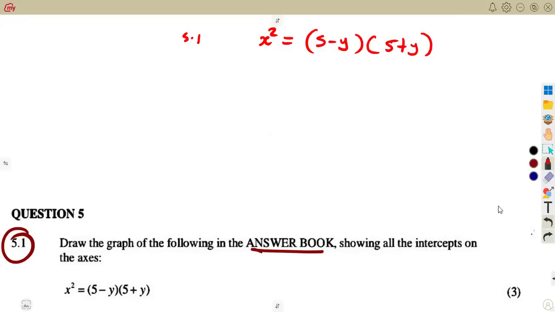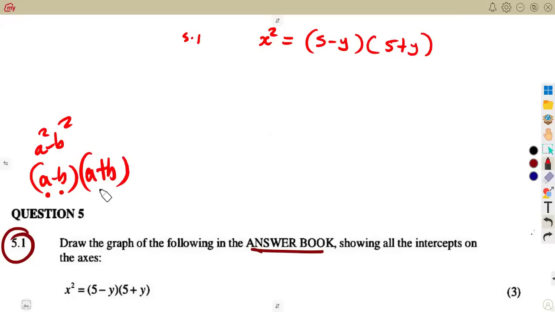What is it? That's a difference of two squares. A squared minus b squared. Remember, it was taken from a minus b, a plus b. This is what we have. So these two were simply taken from 5 squared minus y squared. A squared minus b squared.